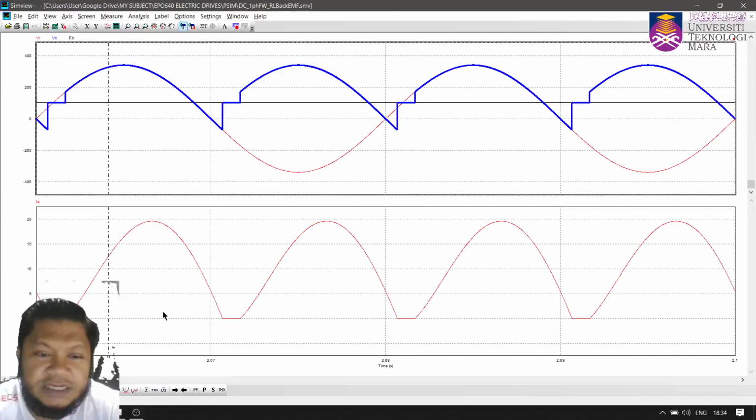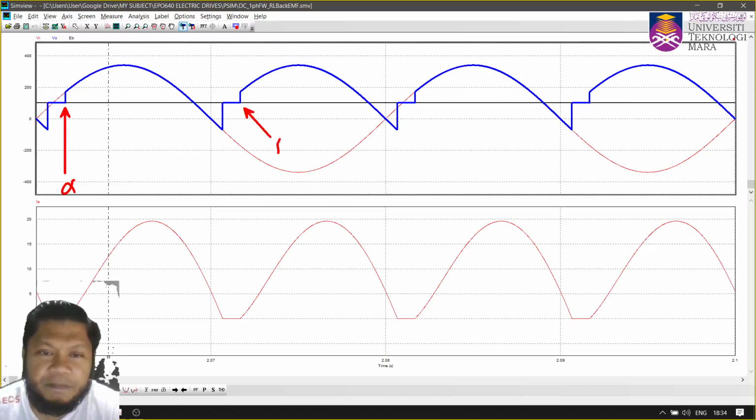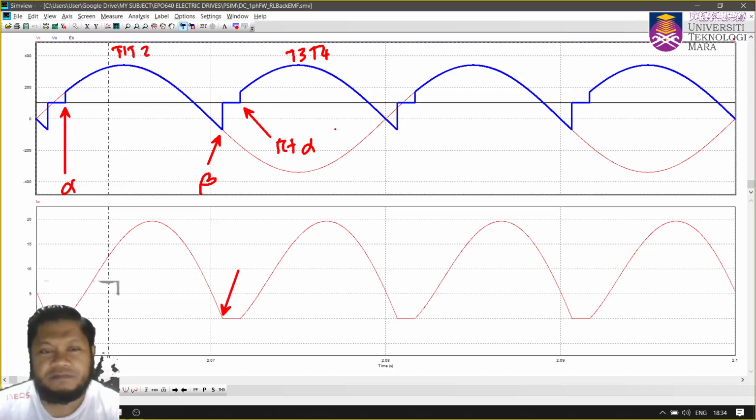The current is discontinuous, and we have this as alpha. Here is alpha, and here we have pi plus alpha. Thyristors 1 and 2 operate at alpha, and thyristors 3 and 4 operate at alpha plus pi. Here we have this beta, where the current goes to 0 at that point. Look at the waveform. Now we have a discontinuous operation.